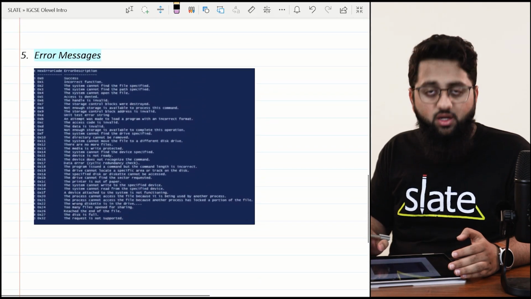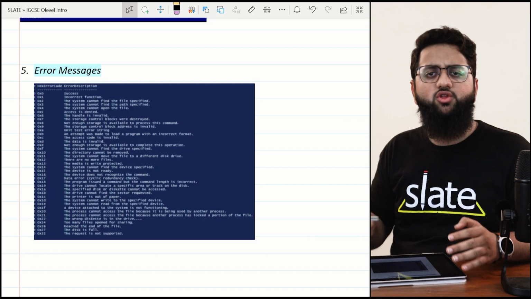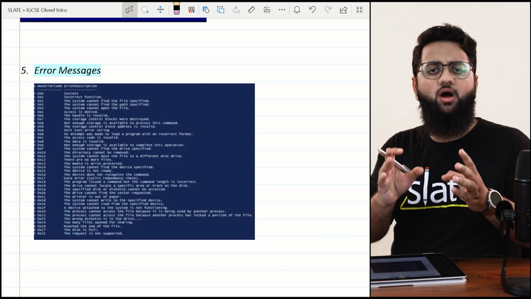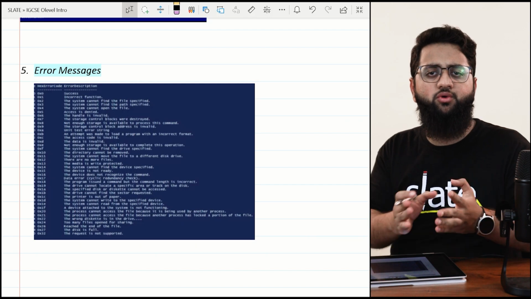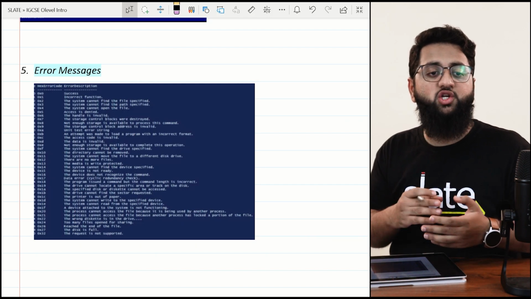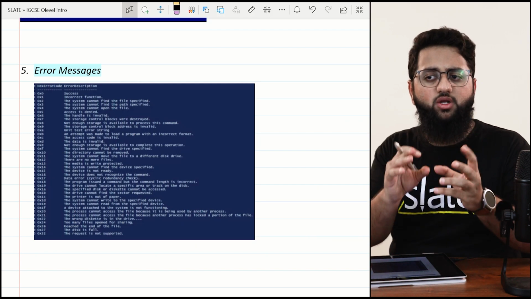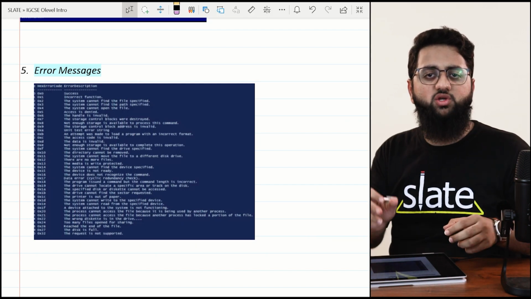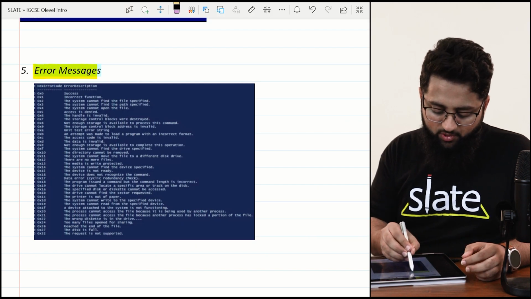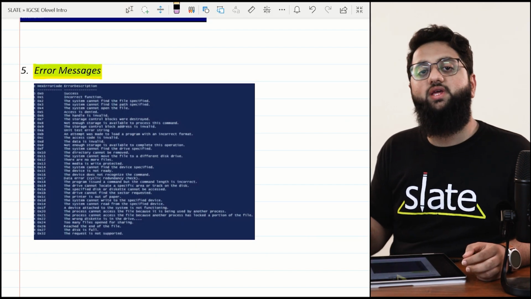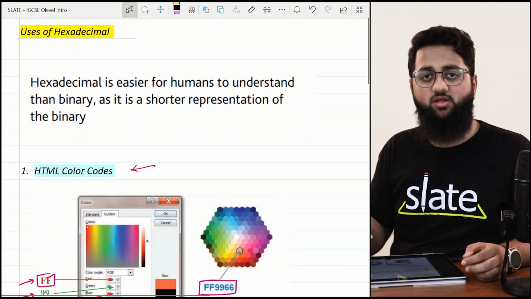And the last thing we will discuss about the hexadecimal number system is error messages. You might have seen a pop-up window or a dialog box on your screen when there is a crash, when a system is not working, or when there is an error. If you look closely, that error is actually in hexadecimal number format. So error messages that come up in the computer are also represented in the hexadecimal number system. That was all about the uses of the hexadecimal number system.